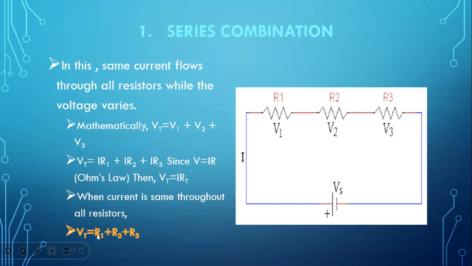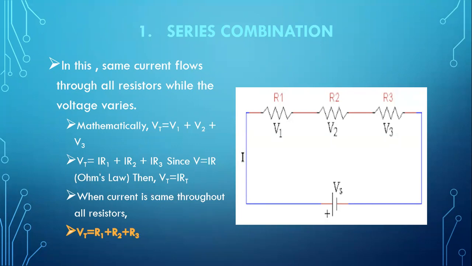So this is basically the general formula mathematically on how you can obtain the total resistance throughout a series combination of resistors within a simple circuit. I hope it's clear, guys.